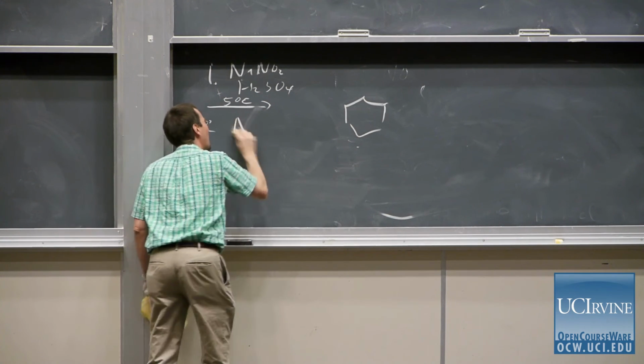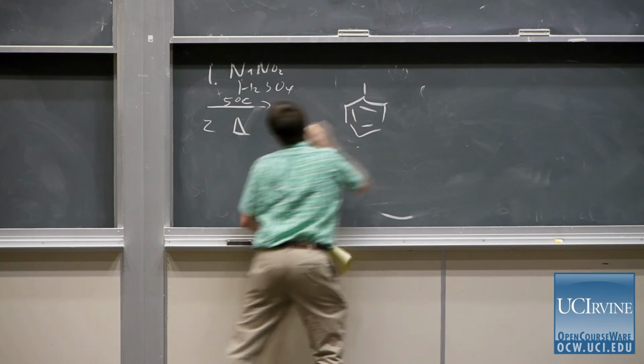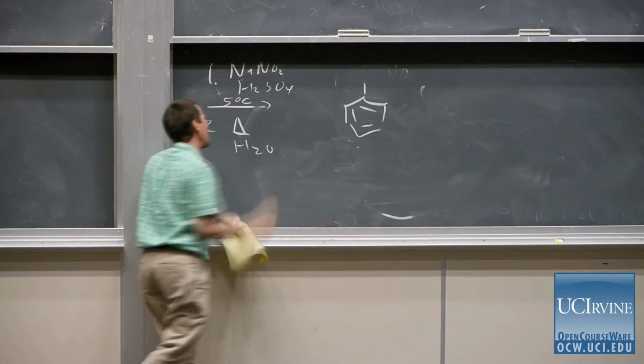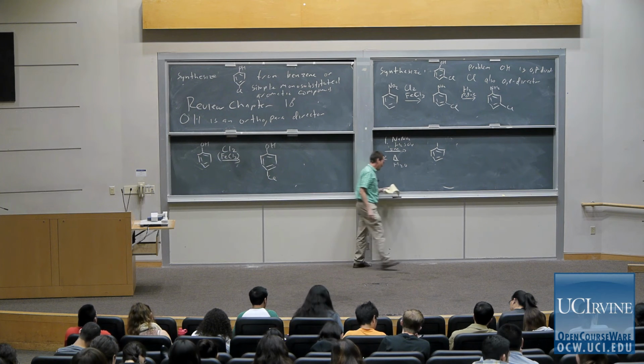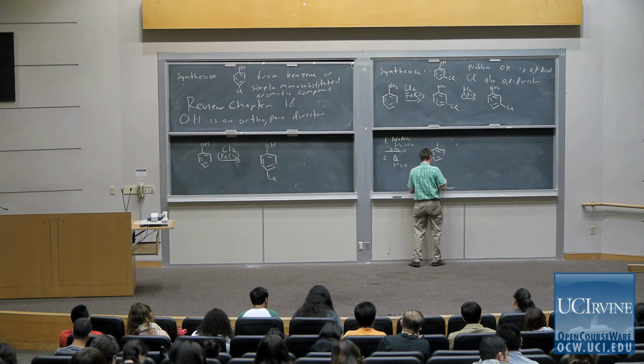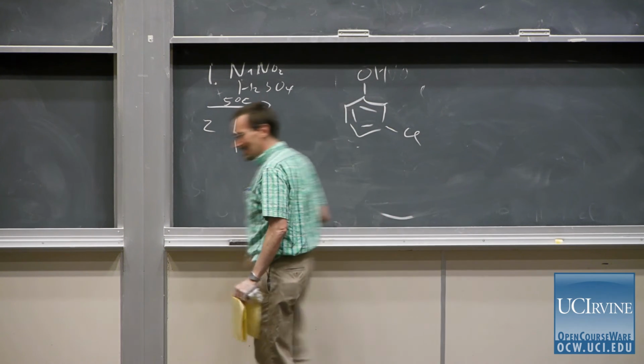I will then heat it up in water. I'll say delta, water. Of course, you're running the whole reaction in water, so basically it's just heat the thing up. And so at this point, you get the phenol and the chlorine.